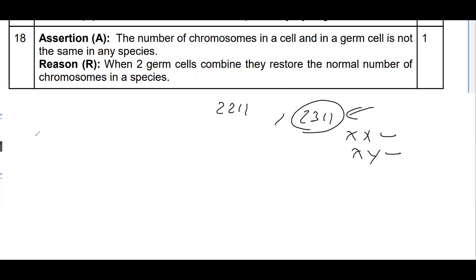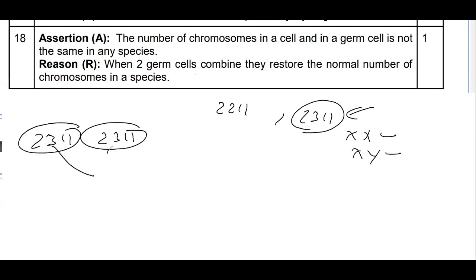Now this is also correct, that as you know, when 23 from the male gamete and 23 from the female gamete, out of 23 pairs only 23 comes from one parent and another 23 come from here, and we can see that the number of chromosomes in the zygote is restored, right? So this is correct, but this is not a correct explanation. There are two different things. So we can say that both assertion and reason are correct, but reason is not the correct explanation. So we should say option B in this case. Option B is correct.